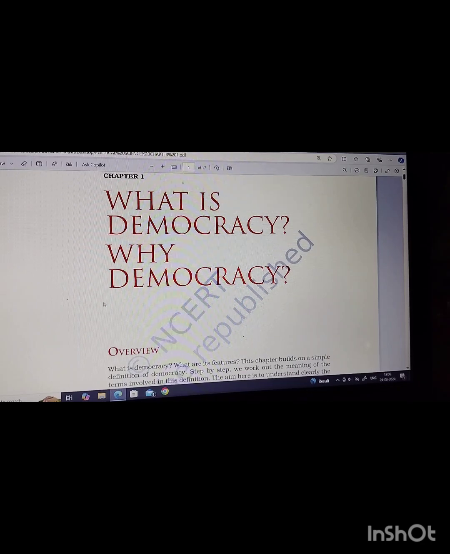Chapter 1, what is democracy? Why democracy? What is democracy? What are its features? This chapter builds on a simple definition of democracy. Step by step, we work out the meaning of the terms involved in this definition. The aim here is to understand clearly the bare minimum features of democratic form of government. After going through this chapter, we should be able to distinguish a democratic form of government from a non-democratic form of government. Towards the end of this chapter, we step beyond this minimal objective and introduce a broader idea of democracy.